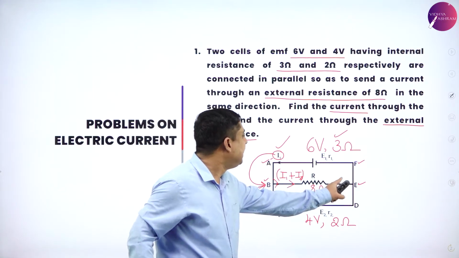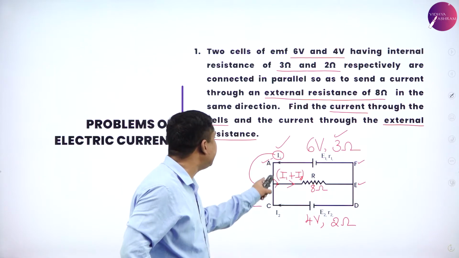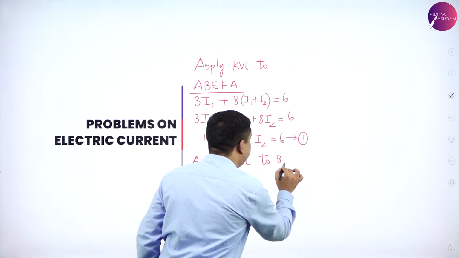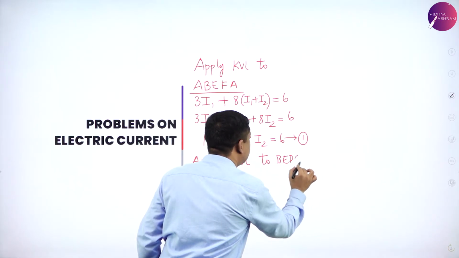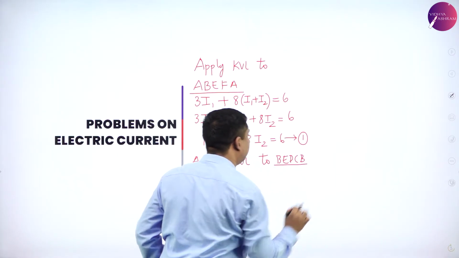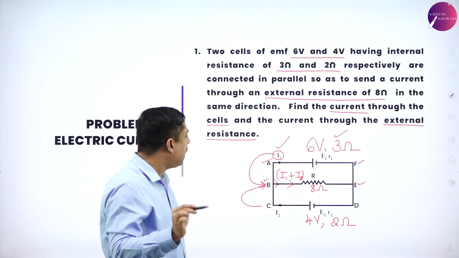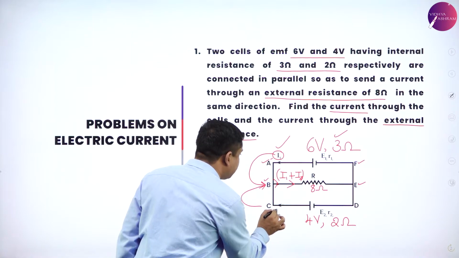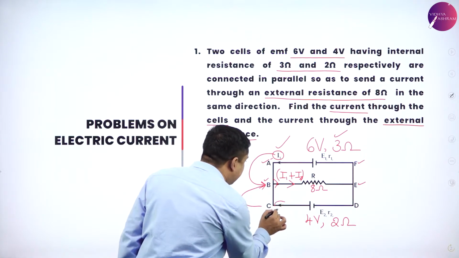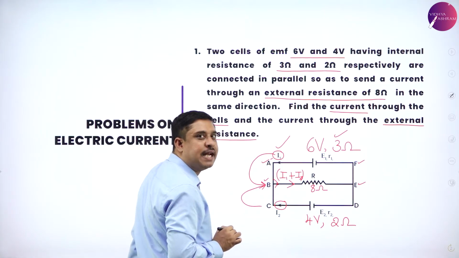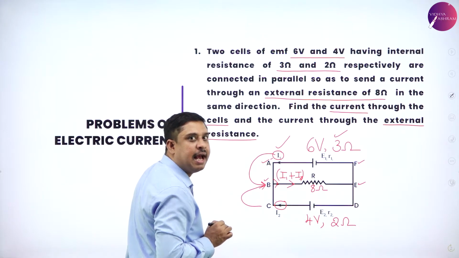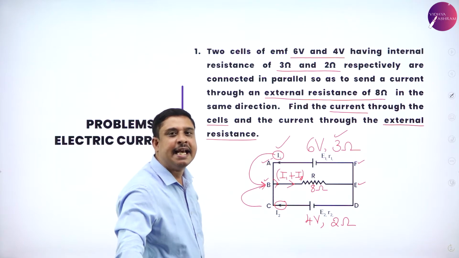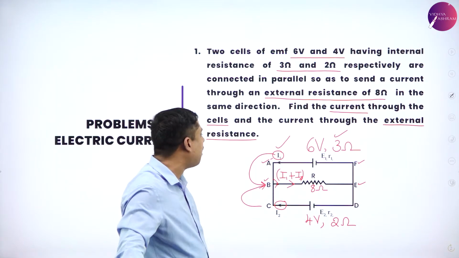B, E, D, C, B. So B, E, D, C, B. Now again, I2 is the current. Again, it is in the same direction given. I2 is the current flowing in the same direction of traverse.